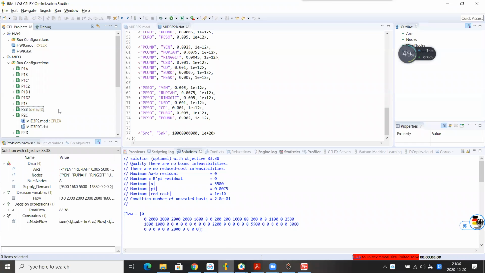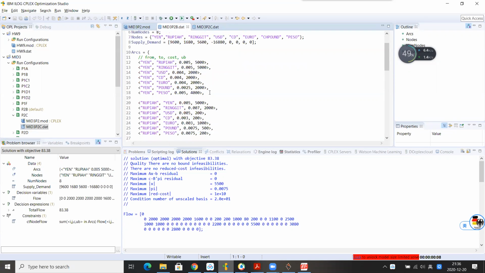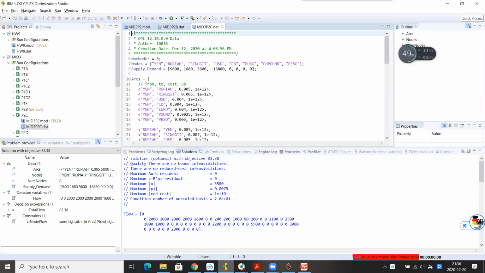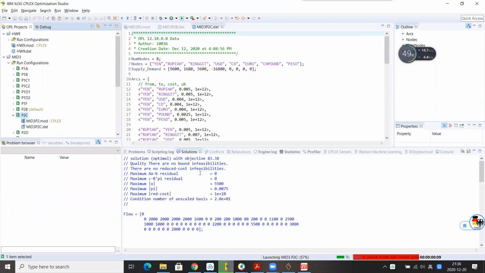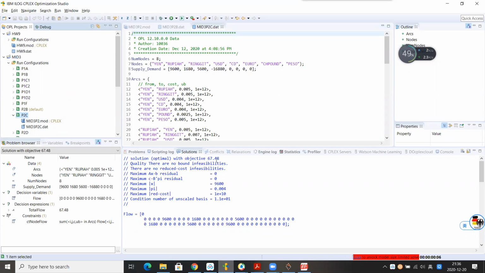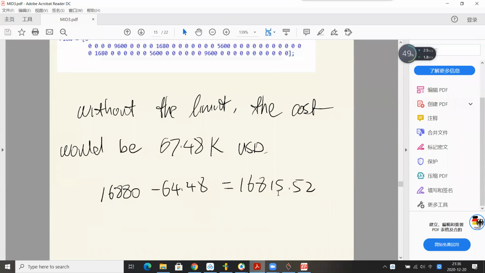It is rather simple here, just this one changed. Due to the limit being eliminated, I just replaced this number with a huge number. So let's run this program, and here the answer shows up. It's 67.48, and here is the money we can get.